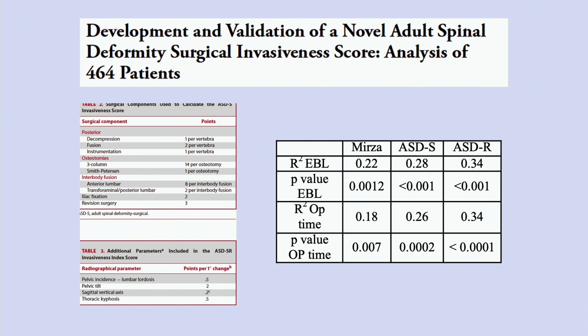When thinking about frailty, it does have to be paired with an invasiveness index, and so the ISSG came up also with an adult spinal deformity invasiveness index, which significantly outperformed some of the pre-existing non-deformity specific invasiveness indices, and this was published in Neurosurgery.